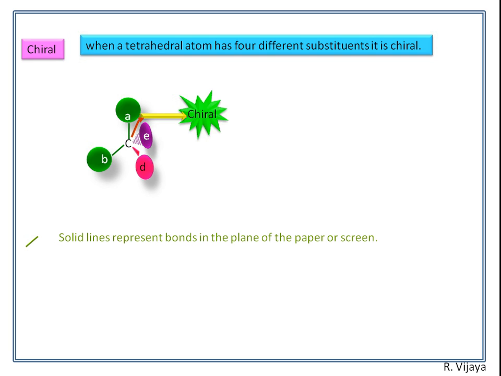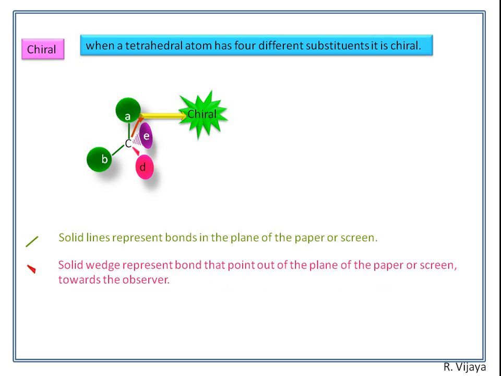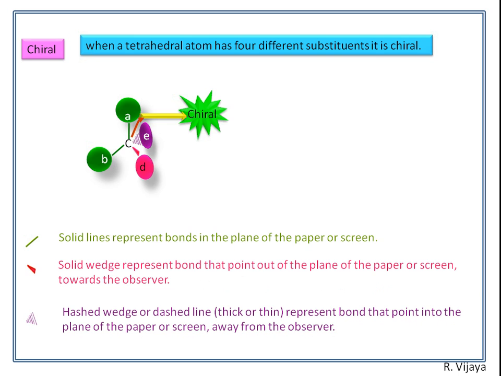Here the solid lines represent bonds in the plane of the paper or screen. Solid wedge represents a bond that points out of the plane of the paper or screen, that is towards the observer. Hashed wedge or dashed line represents a bond that points into the plane of the paper or screen, that is away from the observer.